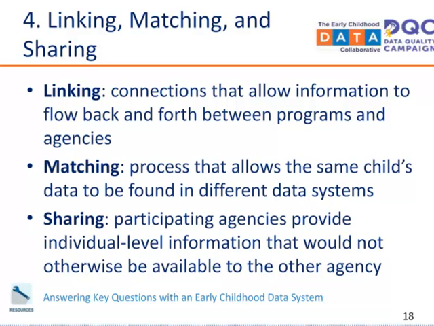Linking refers to the connections that allow information to flow back and forth between programs and agencies. Matching refers to the process that allows the same child's data to be found in different data systems. And sharing refers to participating agencies providing individual-level information that would not otherwise be available to the other agency. Linking, matching, and sharing allows early childhood providers, state agencies, districts, educators, and policymakers like yourself to identify problems and mobilize resources. There is a lot more information on this topic in the roadmap document that I referred to earlier, including suggestions about the types of data to share between early childhood and K-12.